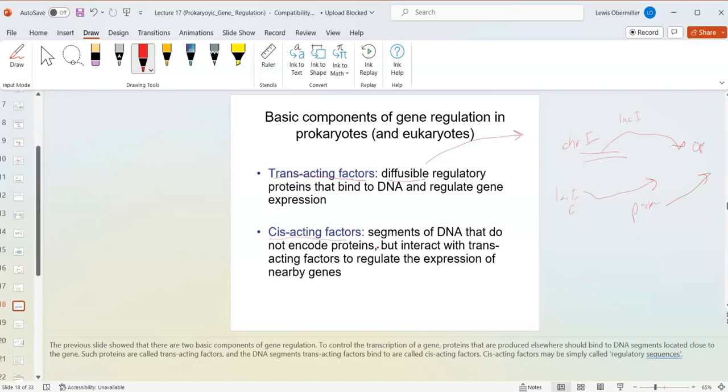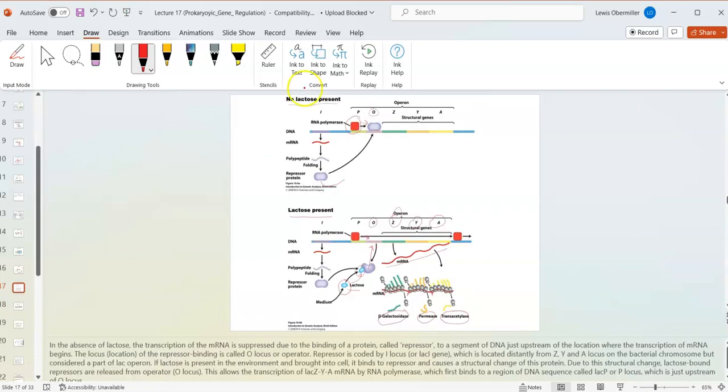We have cis-acting factors. Cis means same. So these can't move, right? They're on the same segment that they're found. So they're pieces of DNA that don't encode proteins generally, and they interact with these protein factors, these trans-acting factors. So if we were to go back here, we would say this operator is cis. It can't move. It's a part of this DNA, right?